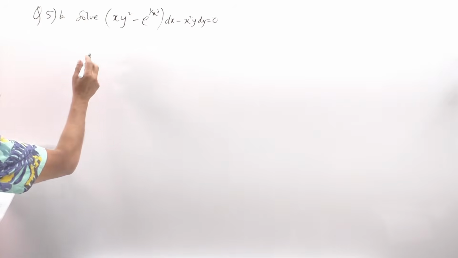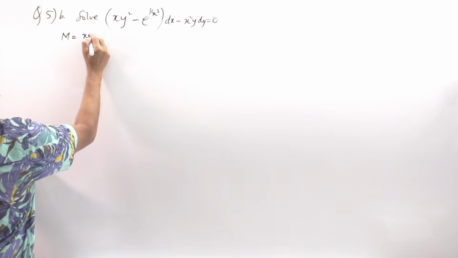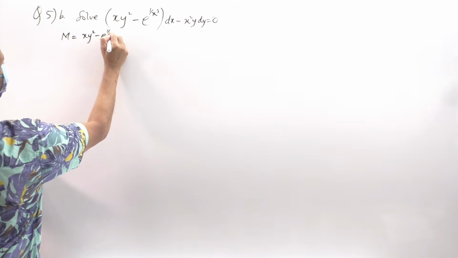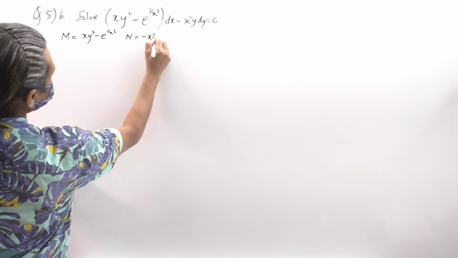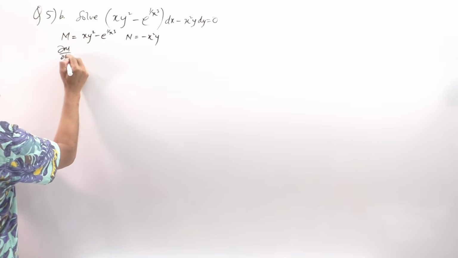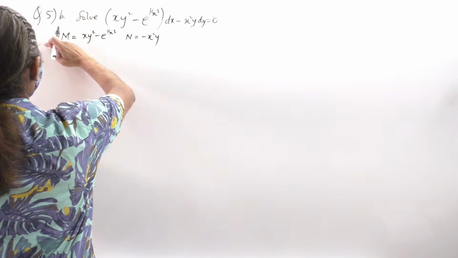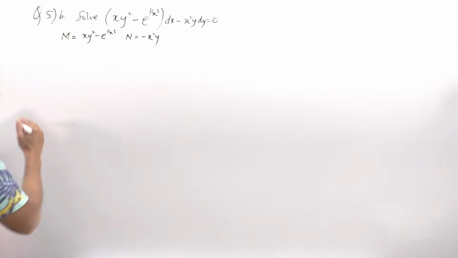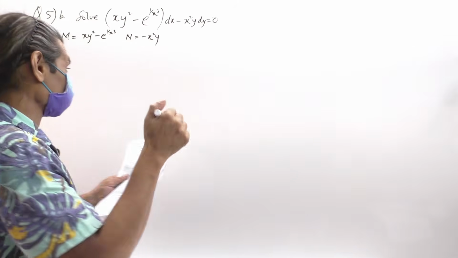Okay, from here it looks like exact. Let's see. We have M equal to xy² minus e^(1/x³) and N equal to minus x²y. That means ∂M/∂y, we need to partially differentiate with respect to y here, because the condition for checking exactness is ∂M/∂y should be equal to ∂N/∂x.